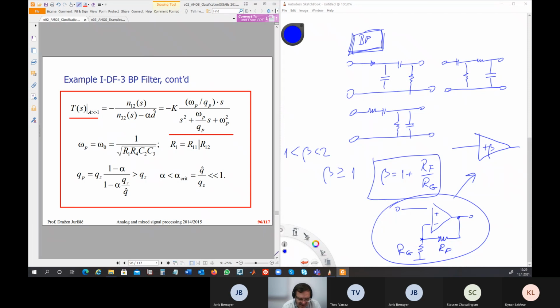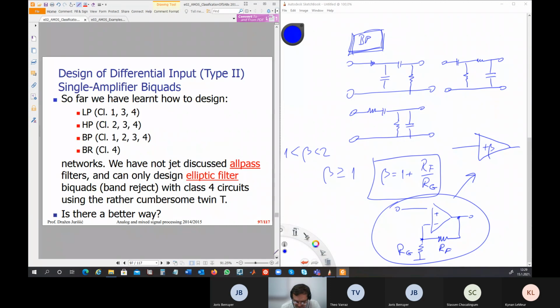Here you can see immediately that QZ, which was problematic, is now increased by this factor because of alpha. And everything else is the same. This is as before. Okay.